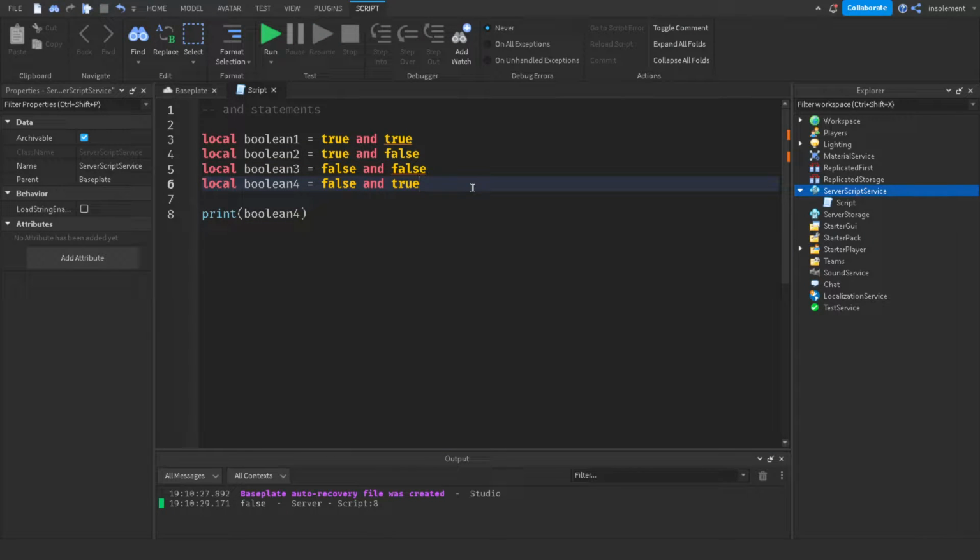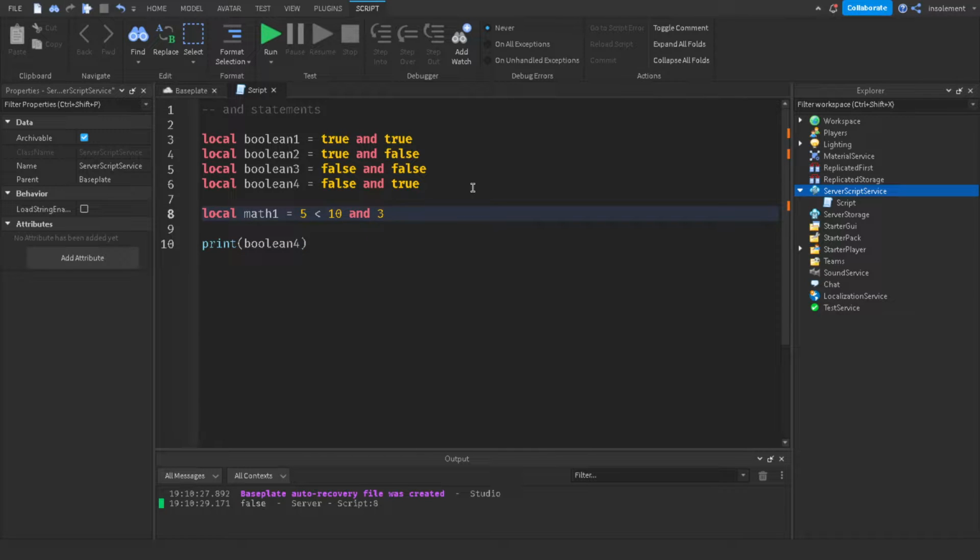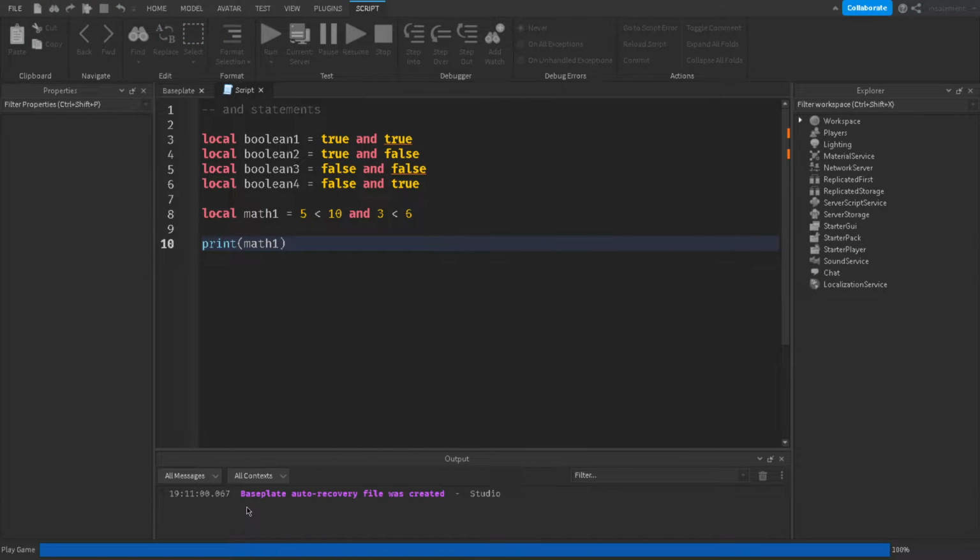So we can do this with math too. So math 1, 5 is less than 10, and 3 is less than 6. So 5 is less than 10, which would be true. And 3 is less than 6, which would also be true. So this entire statement would be true. So if I were to run it, it would print true.